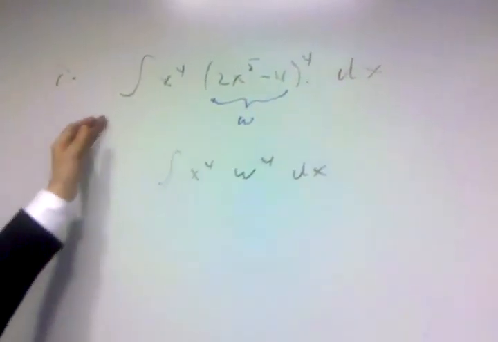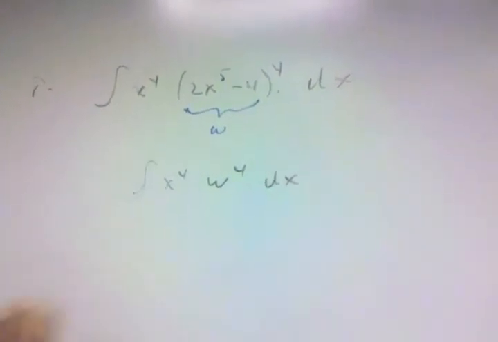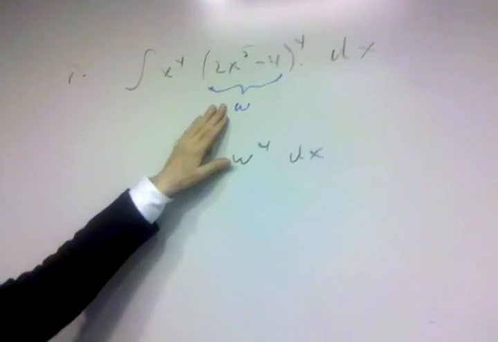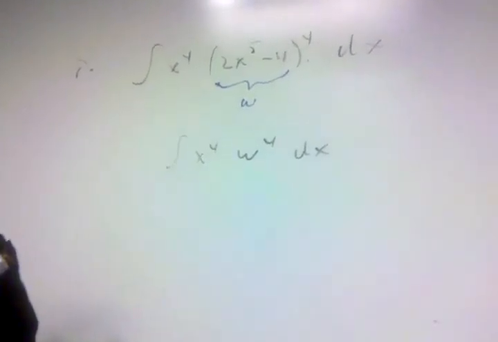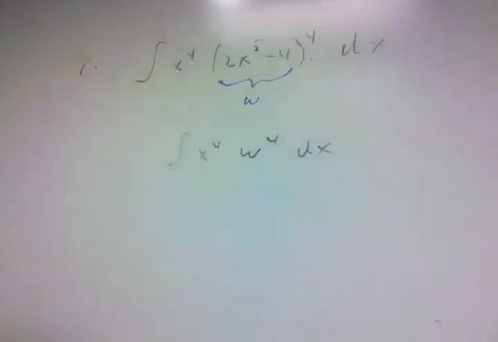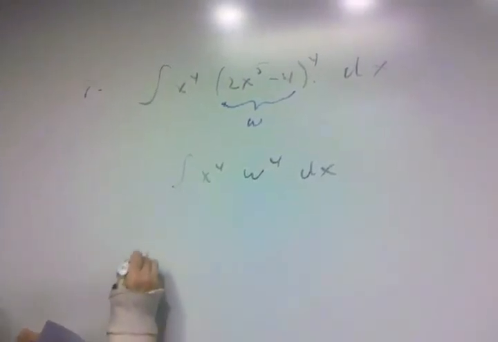Here we have all x's, we ultimately want to get all w's. In order to get all w's, we have to first label this piece as w. It requires a certain amount of foresight and luck. Something that's in parentheses, that's a mess, is often a good thing to call your w or your u, whatever you call it. Next, we want to find dw dx.